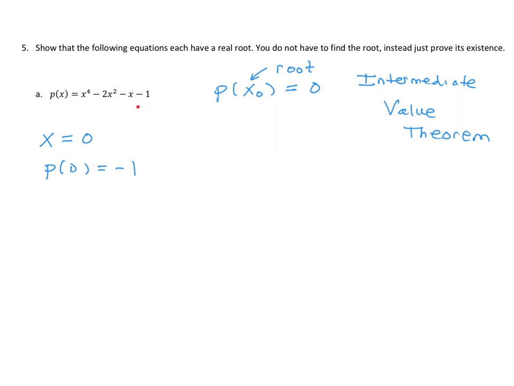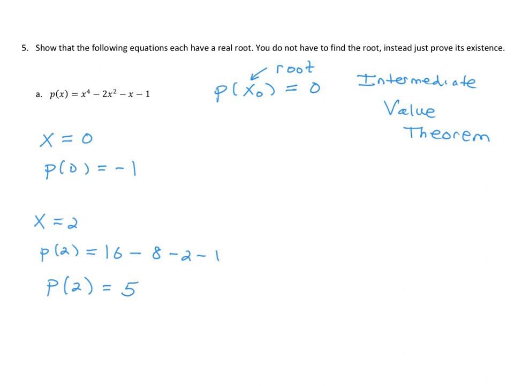Okay, the next thing I'd like to do is figure out, is there some x value when I put it in place of here, I get a positive number. I don't think 1 is going to work, but maybe 2. Let's see. So I'll try 2. If I put 2 into this function, I get 16 minus 2 times 4, which is 8, minus 2 minus 1. So p of 2 is equal to 16 minus 8 is 8, minus 2 is 6, and minus 1 is 5. So this worked out pretty nice.